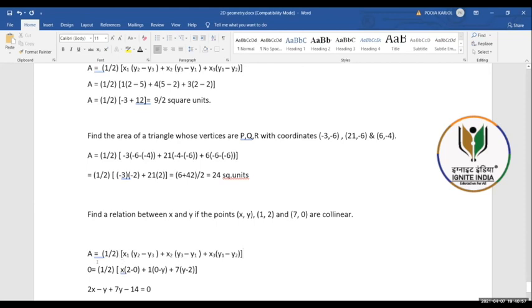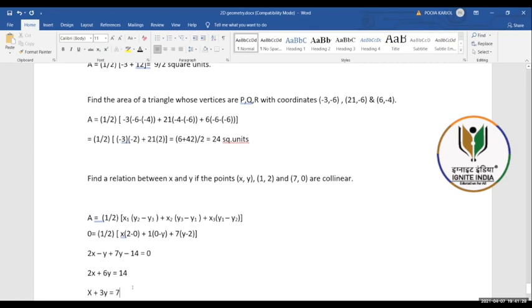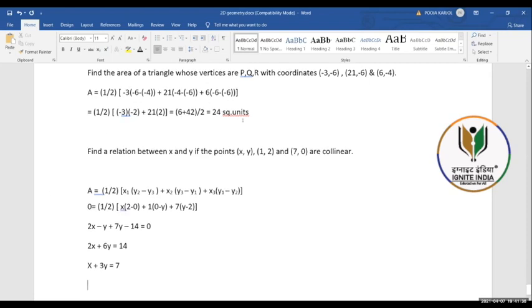One by two into x1, which is x in this case, into y2 minus y3, 2 minus 0, plus x2 which is 1 into 0 minus y, plus x3 which is 7 into y minus 2. Okay. Again, equate it to 0. So it will be 2x minus y plus 7y minus 14 is equal to 0. So 2x plus 6y is equal to 14. If you reduce it, you will get x plus 3y is equal to 7. Okay. Yeah, the answer may not be a number, but you have to equate it to something so that an equation can be formed. Okay.